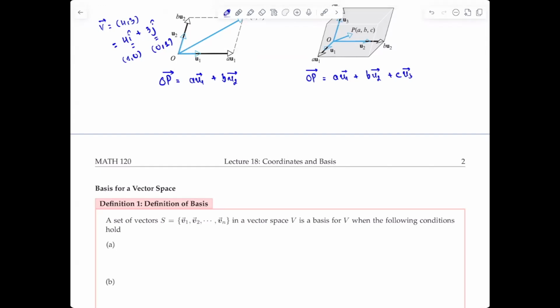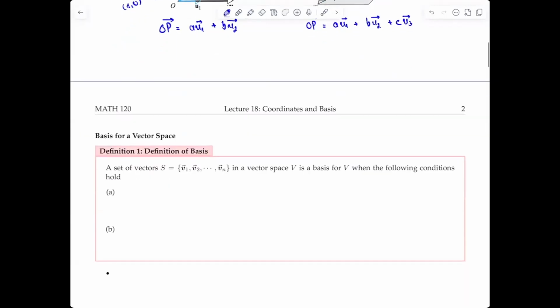So I'm going to start writing down the definition again. This is quite abstract, so let me know if you have any questions on this, and also slow me down if you think I'm going a little bit too fast. So let's say you have a set of vectors. Again, the set is a collection of elements. You have a collection of n vectors in the vector space V. And this set is a basis for V when the following conditions hold.